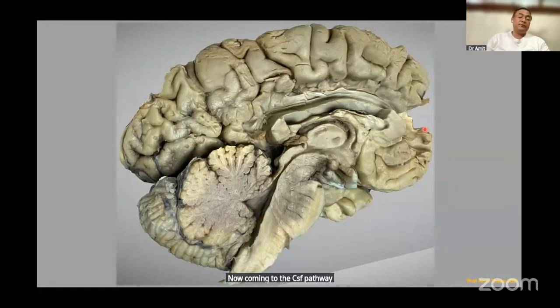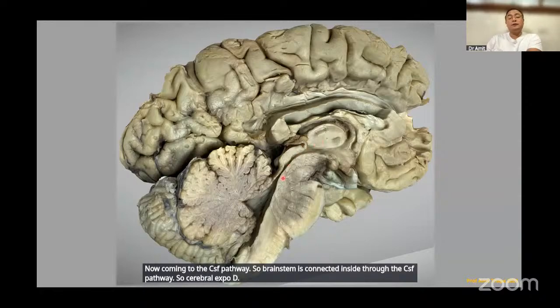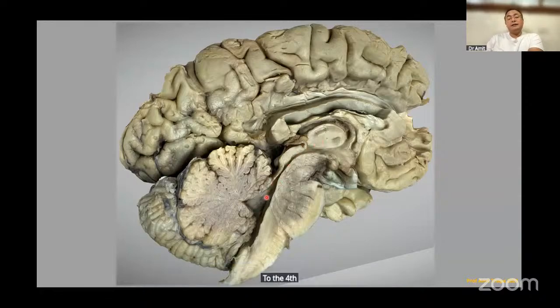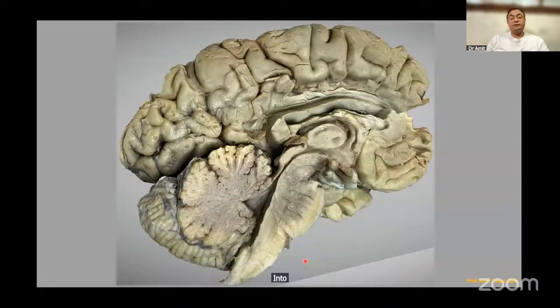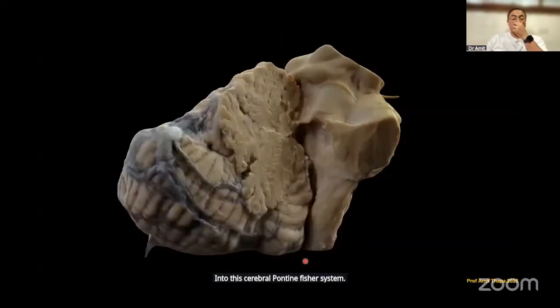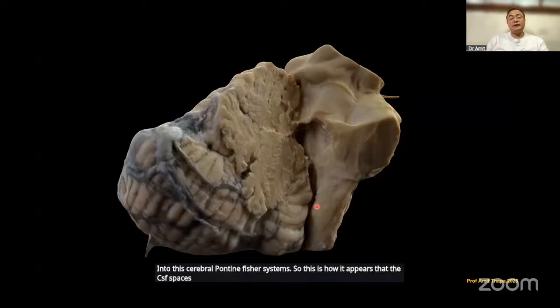The brainstem is connected inside through the CSF pathway. The cerebral aqueduct connects the third ventricle to the fourth ventricle, and then the CSF flows out into the central canal or through the foramen of Magendie out into the subarachnoid spaces, or to the lateral recesses through the foramina of Luschka on either side into the cerebellopontine cisterns. So this is how it appears, the CSF spaces between the brainstem and the cerebellum through the roof of the fourth ventricle.